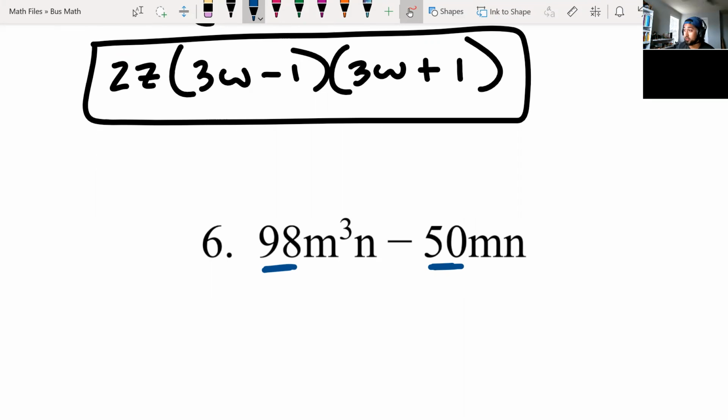And if you don't know where to start, look at the numbers. Are they even? So 2 works. Good. I see 2 only. So let's factor out a 2, right?